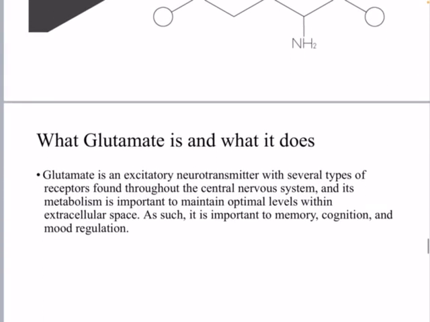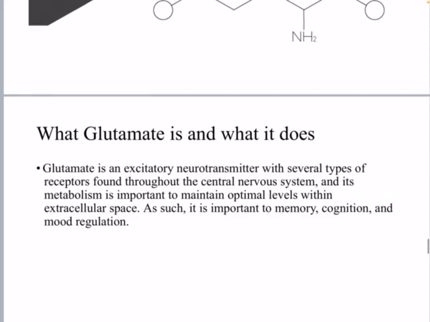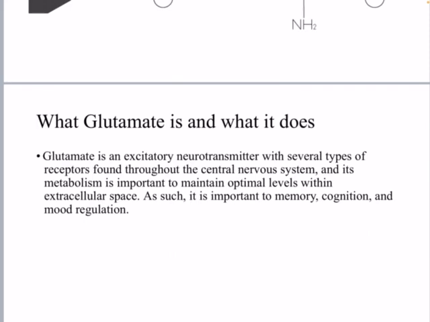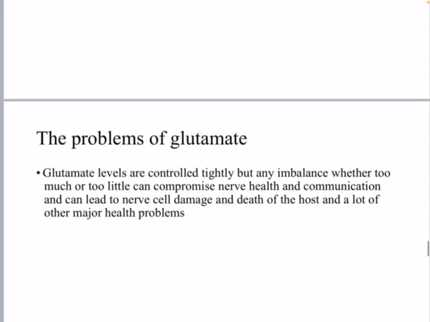Glutamate. Glutamate is an excitatory neurotransmitter with several types of receptors found throughout the central nervous system, and its metabolism is important to maintain optimal levels within the extracellular space. It is important to memory, cognition, and mood regulation.